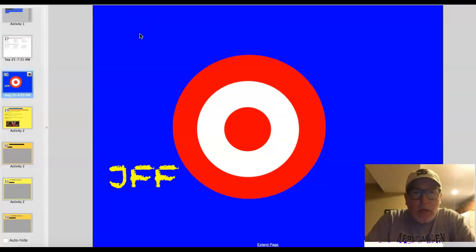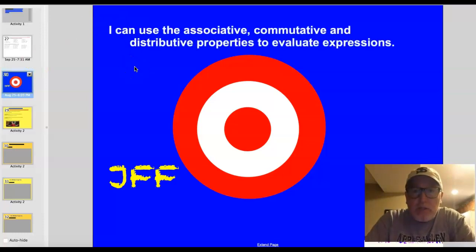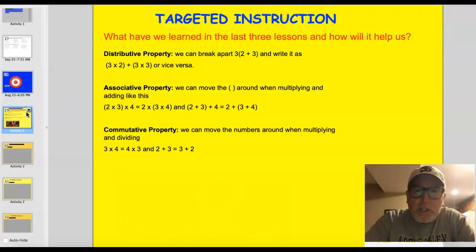Alright, so anyway, tonight officially our target is I can use the associative, commutative, and distributive properties to evaluate these expressions. Let's do this thing. Let's start off with just some targeted vocabulary that we've been talking about for the last 3 lessons.